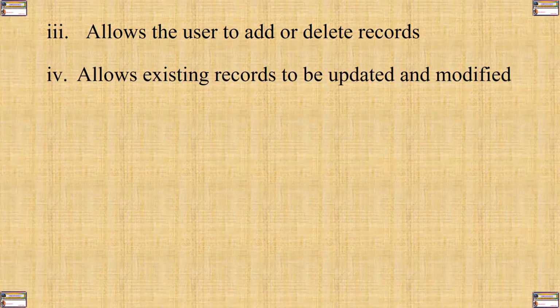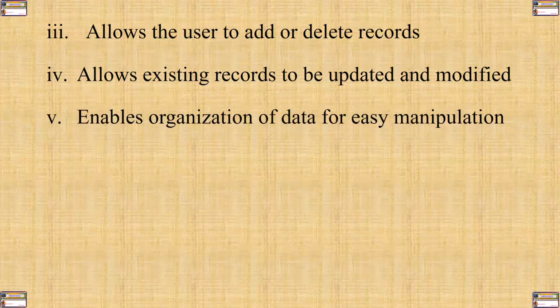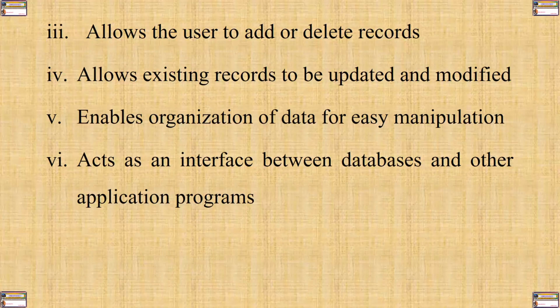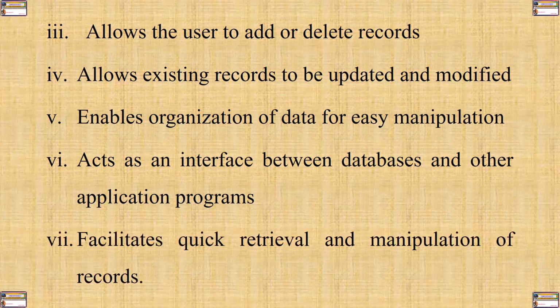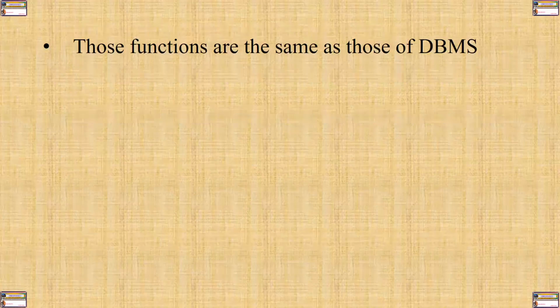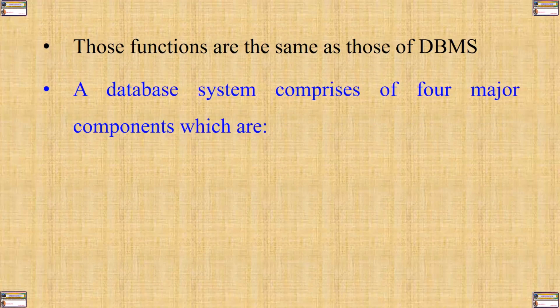Number four, it allows existing records to be updated and modified. Number five, it enables organization of data for easy manipulation. Number six, it acts as an interface between databases and other application programs. Number seven, it facilitates quick retrieval and manipulation of records. Those functions are the same as those of database management systems or DBMS.